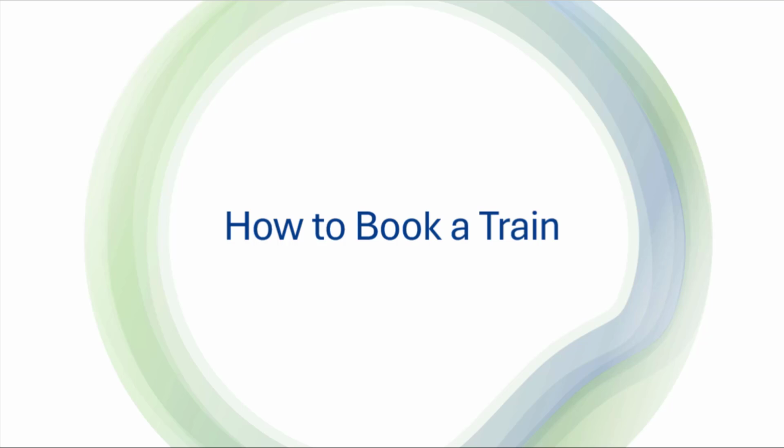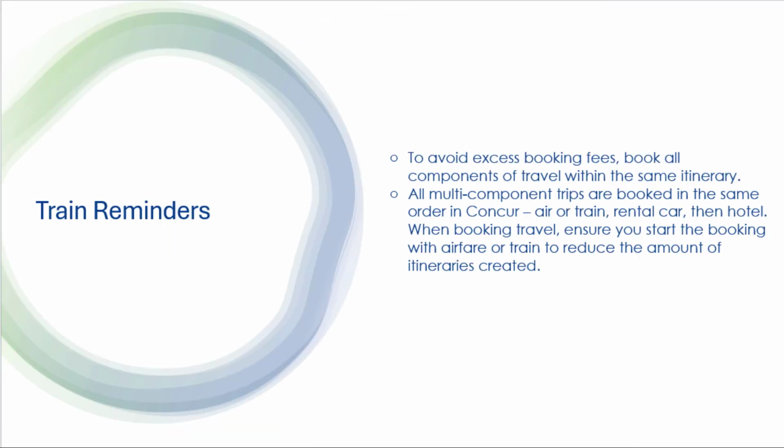How to book a train. Train reminders. To avoid excess booking fees, book all components of travel within the same itinerary. All multi-component trips are booked in the same order in Concur: air or train, rental car, then hotel. When booking travel, ensure you start the booking with airfare or train to reduce the amount of itineraries created.